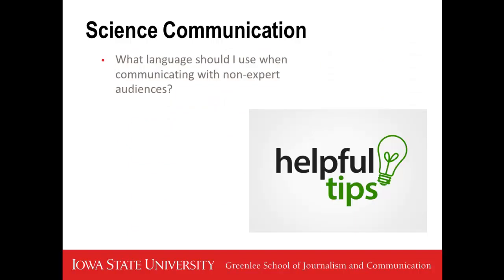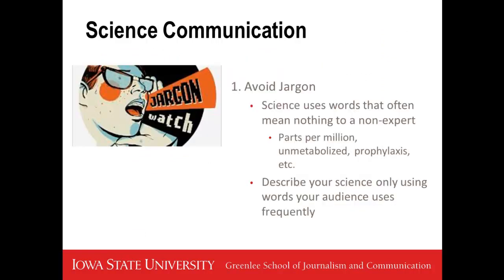So when you are communicating with a non-expert, someone who is from outside your field, could be the public, here are three tips. Number one, avoid jargon. Science uses words that often mean nothing to the non-expert. Parts per million and parts per billion, we know they're very different, but most people think it's about the same. It means small. Unmetabolized, all these words that are used often mean nothing. So try and describe your science only using words that are frequently used by your audience.